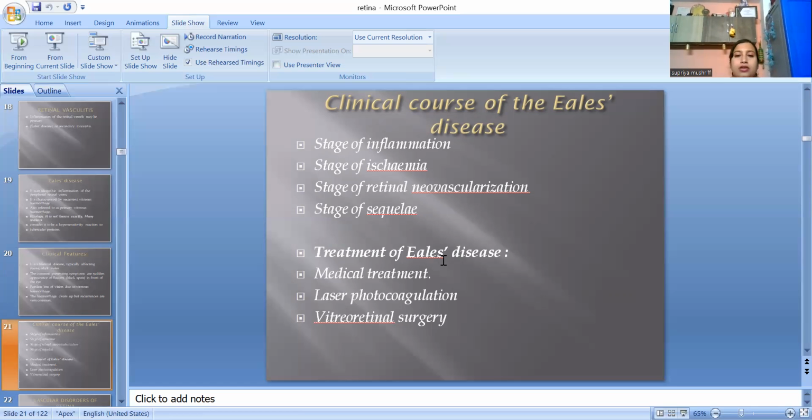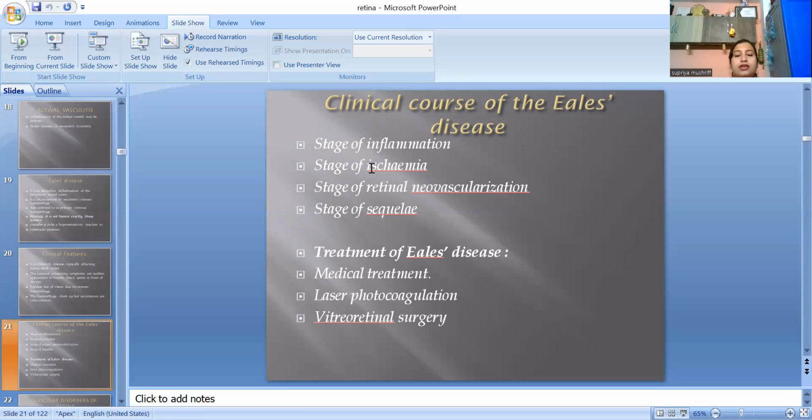Now, what is medical treatment? You should start the patient on oral steroids. At this stage, if we start oral steroids, the inflammation will decrease and it will not progress. So here we can halt the progression of Eales disease at the early stage of inflammation, where there are mostly no symptoms and there is always an incidental finding of vasculitis on routine indirect ophthalmoscopy or fundoscopy.